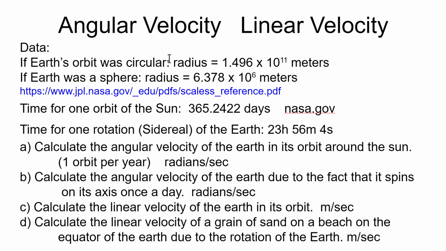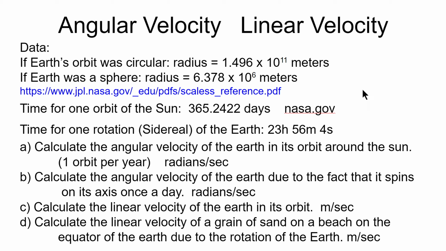But if it was circular, we could say its radius would be 1.496 times 10 to the 11th meters. The Earth is not spherical, but if it was a sphere, its radius would be 6.378 times 10 to the 6 meters on average. So I've got a website here where these numbers came from.